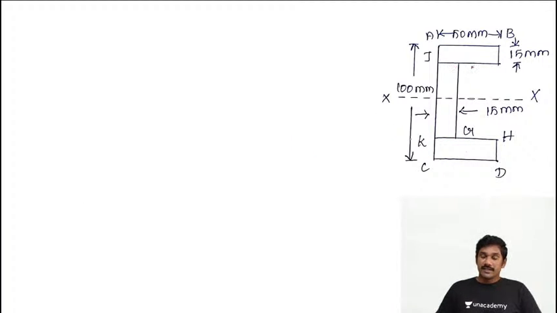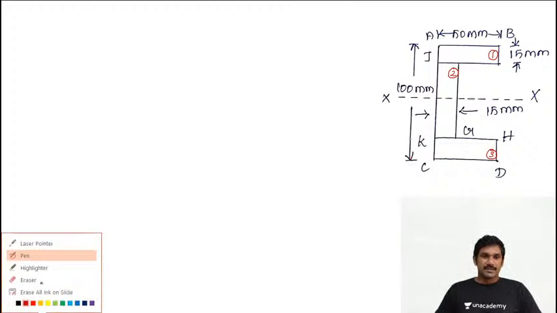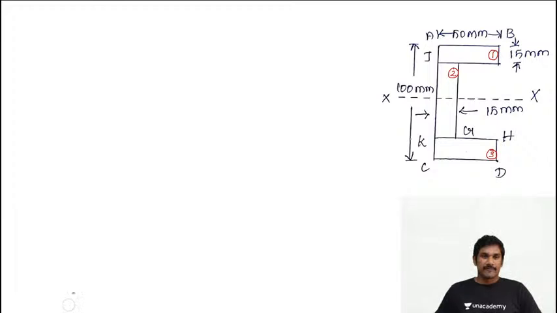Split the C section into simple rectangles, into simple shapes. Here I am splitting into simple rectangles, where rectangle 1, rectangle 2 and rectangle 3. Right, 1, 2, 3. First step. Second step is draw an x and y axis.